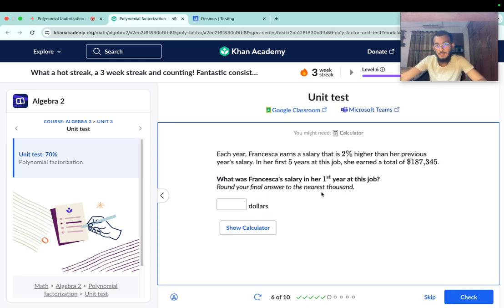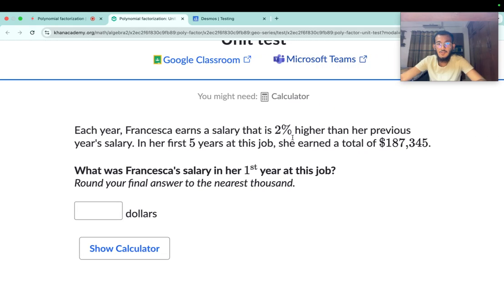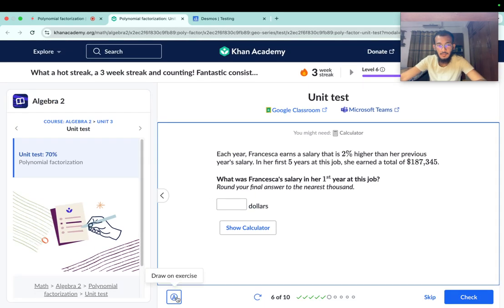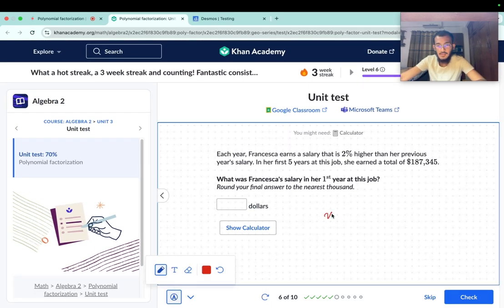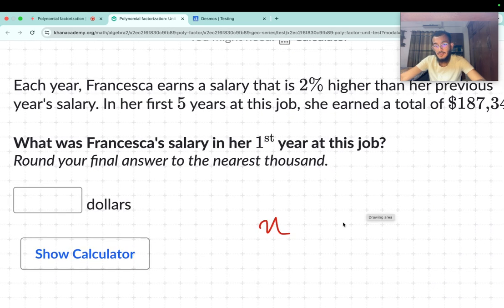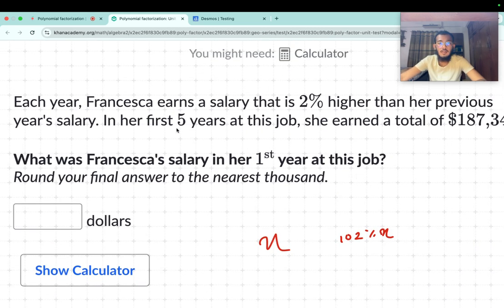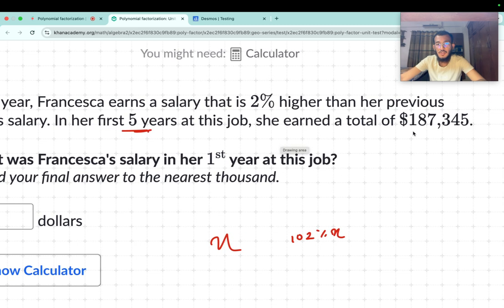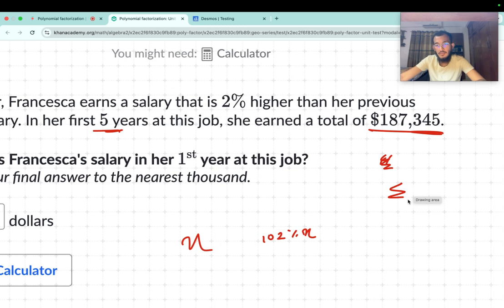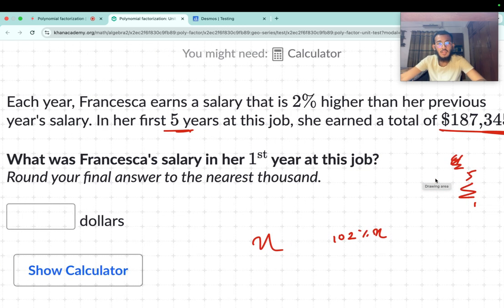Every year, Francisca earns a salary that is 2% higher than her previous year's salary. So if the first year's salary is X, the next is 2% higher, so 102% of X. In her first 5 years at her job, she earned a total, the sum of the first 5 terms, of this amount. What was Francisca's salary in her first year job? Round your final answer to the nearest thousand.